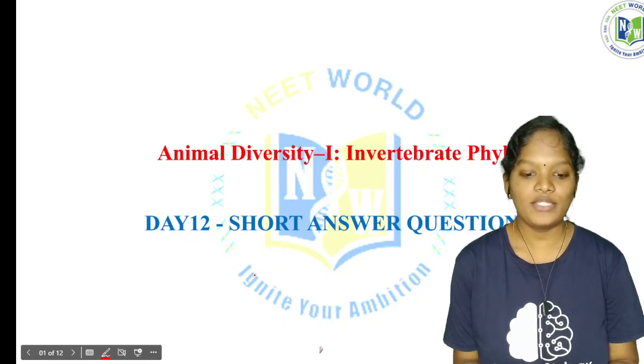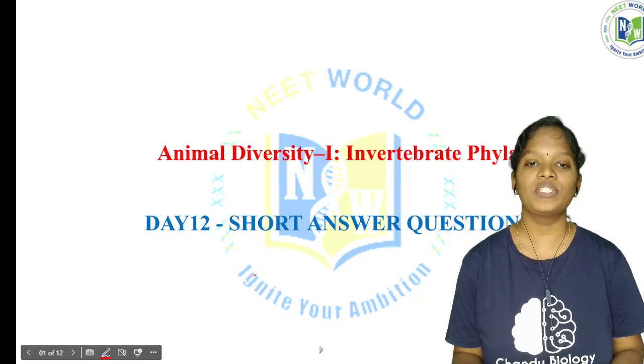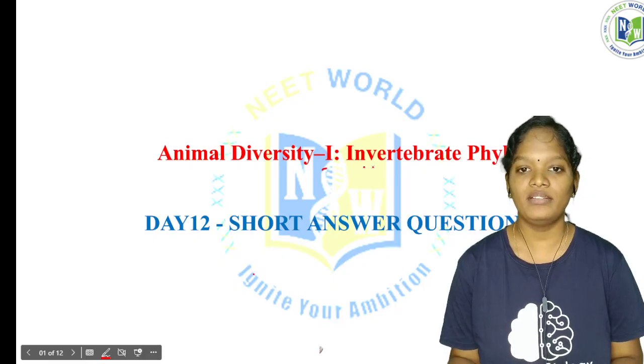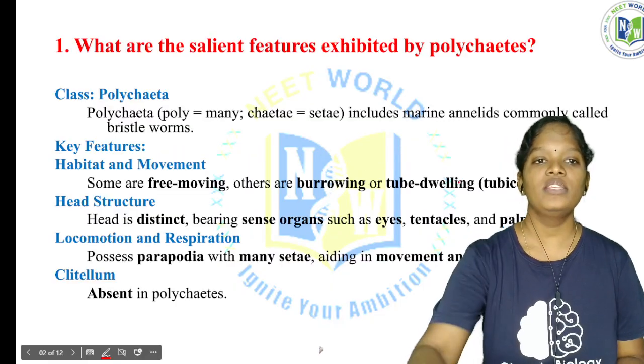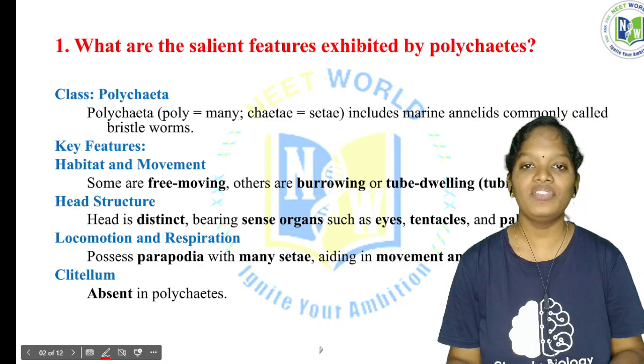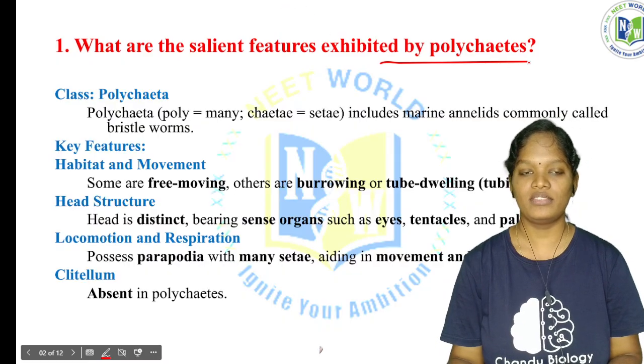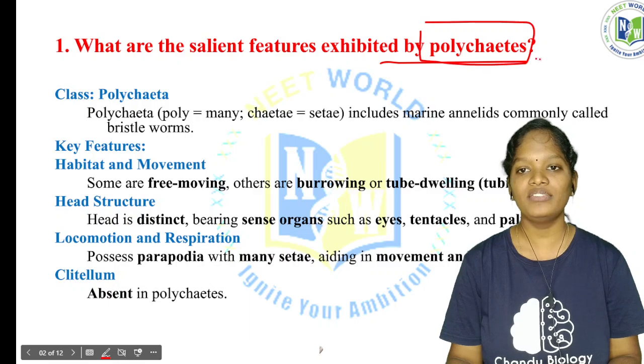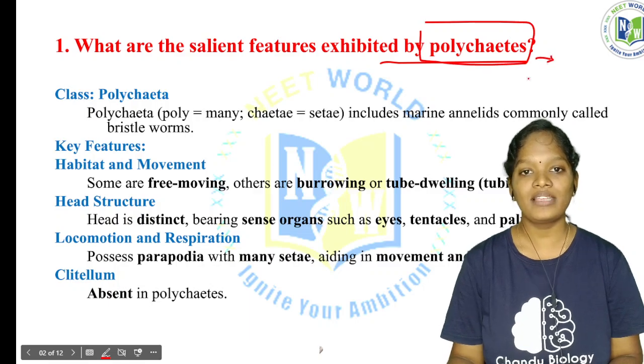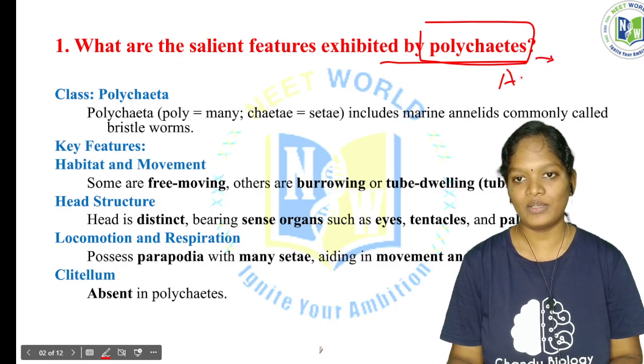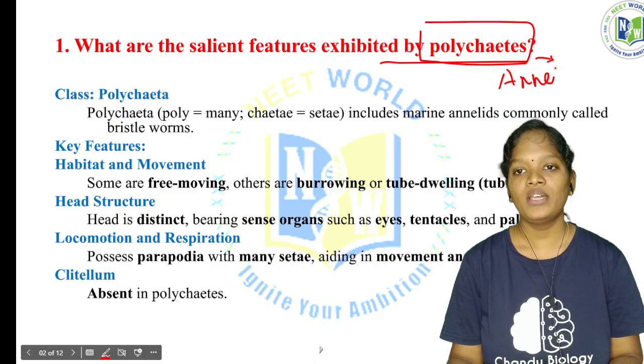So in today's class we are going to discuss the short answer questions in Animal Diversity 1, invertebrate phyla. Okay, so the first question will be: salient features exhibited by the polychaetes. But before that you should know that polychaetes is a class coming under the phylum Annelida. Annelids are commonly called segmented worms.